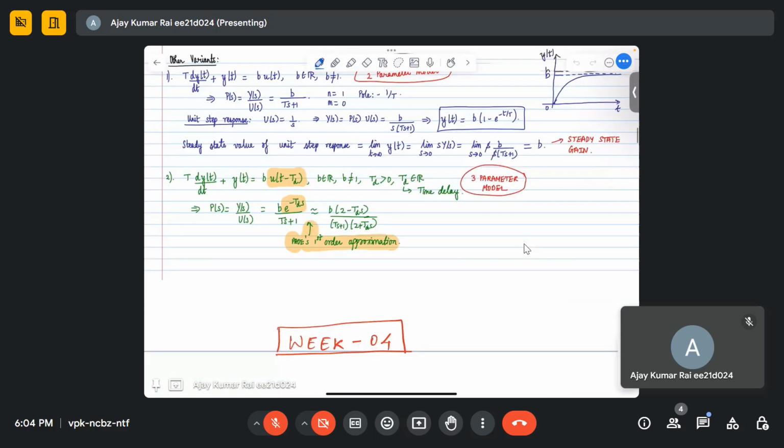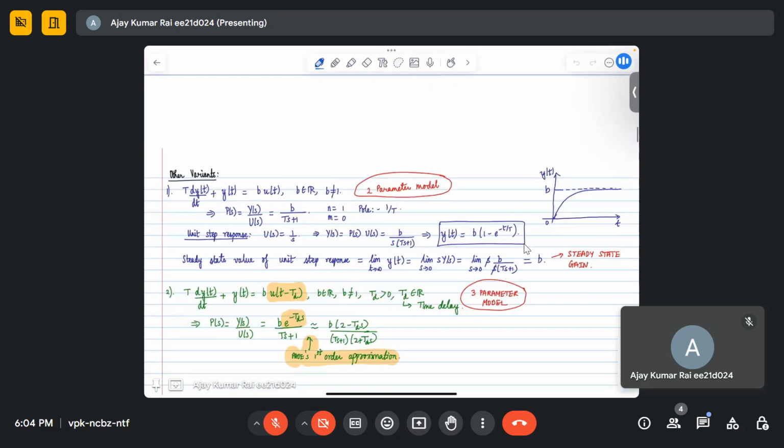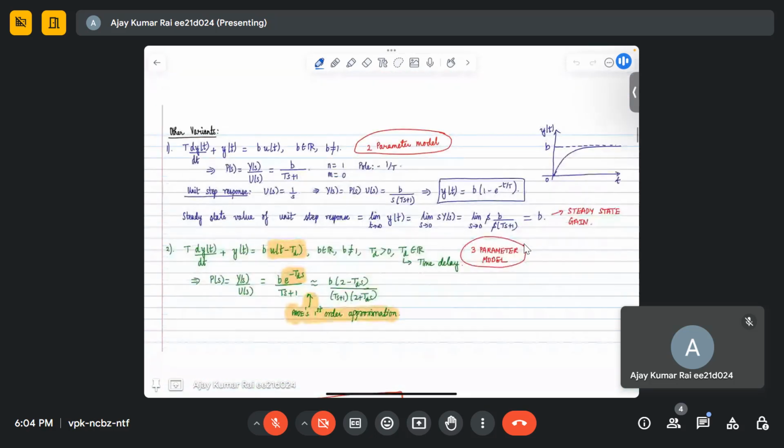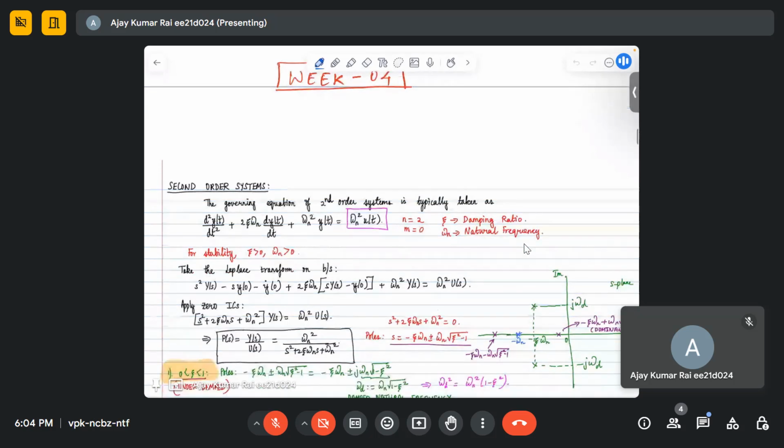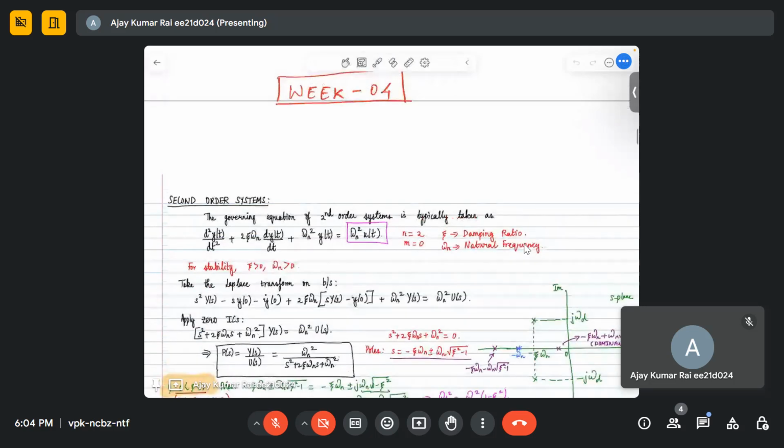In the previous weeks, we covered up to first order system. In week 4, we went into second order system. So what is a second order system? If you see this ODE, the degree is second, so that's why it's called a second order system. This is an ODE with constant coefficients.